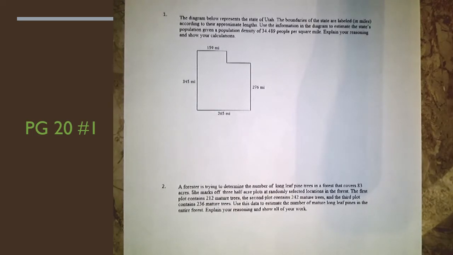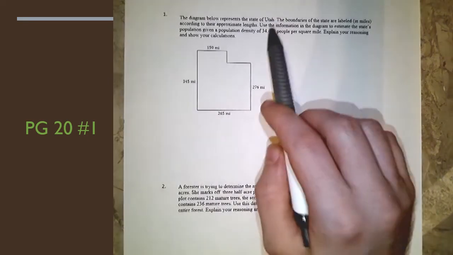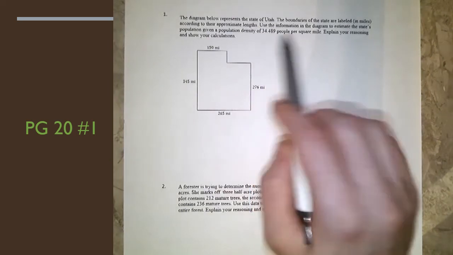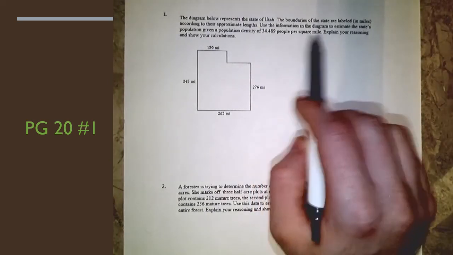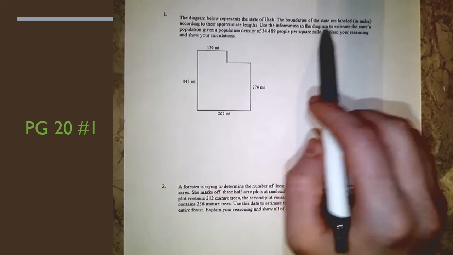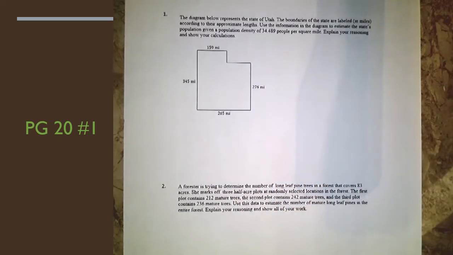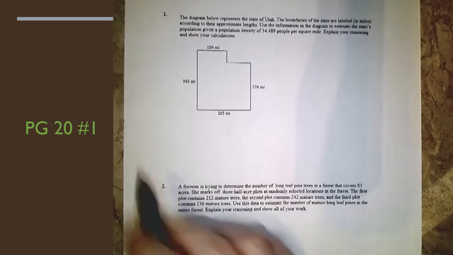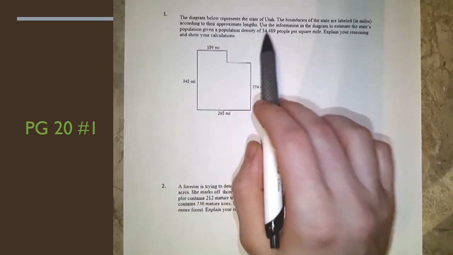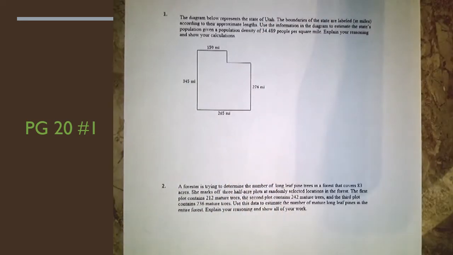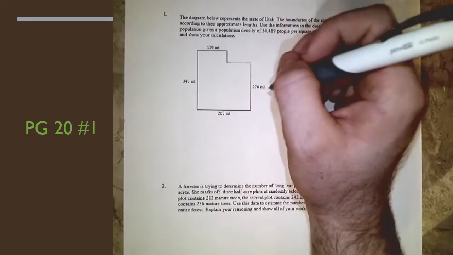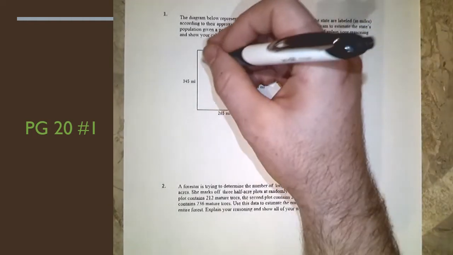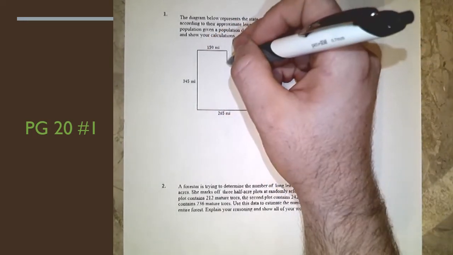So since they gave us a population density and we're trying to find the population, if it's 34.489 people per square mile, to get a square mile, that's finding an area. So we're going to want to find the area before we do anything with this density. So the way that we're going to do this is just similar to the problem we just did. We want to break it up into a couple shapes that we can deal with.